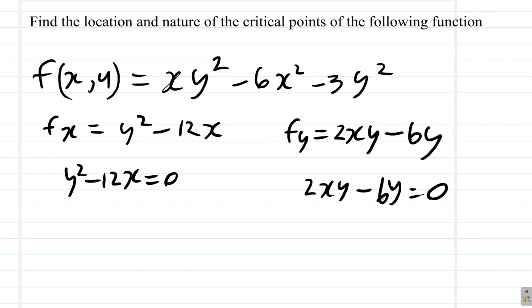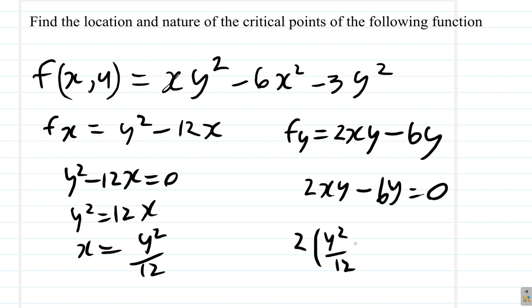Now, here, if we transpose this to make x the subject, we're going to have y squared is equal to 12x. So x will be y squared divided by 12. Alright? And then here, we could substitute x over here. So we have 2 times y squared divided by 12, times y, minus 6y equals 0. So that's what we have.